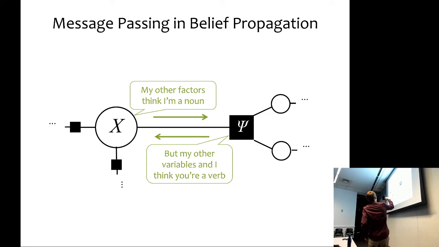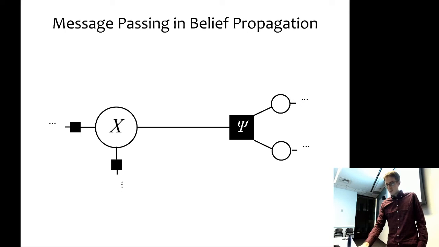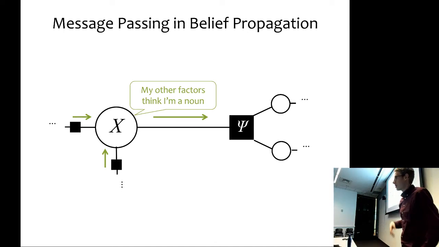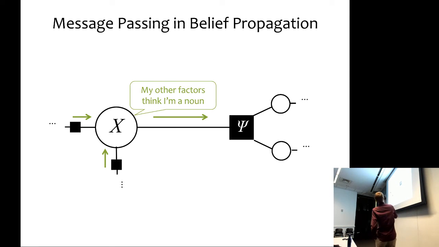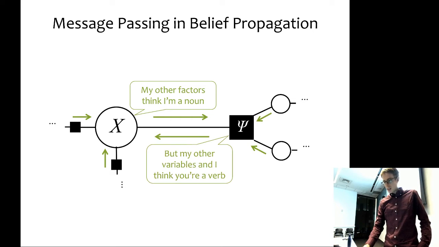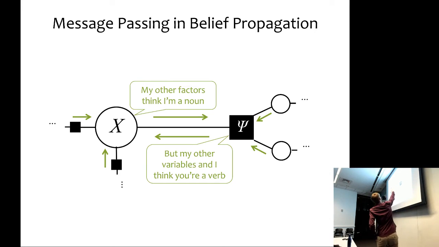But the factor might say back, well, okay, that's all well and good, but my other variables over here and I think that you're a verb. Right? And so the notion of where these messages come from is just like in the soldiers example. There's going to be incoming messages from one side that produce the messages going across. And similarly, to get the message from the factor to the variable, you're going to need incoming messages from those other variables, saying what they think their values are.